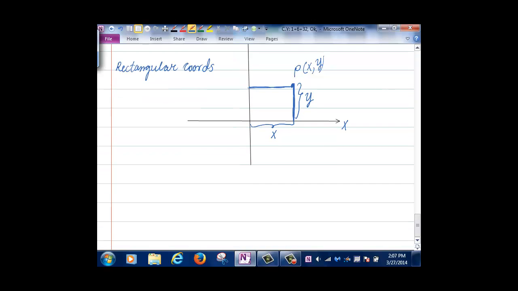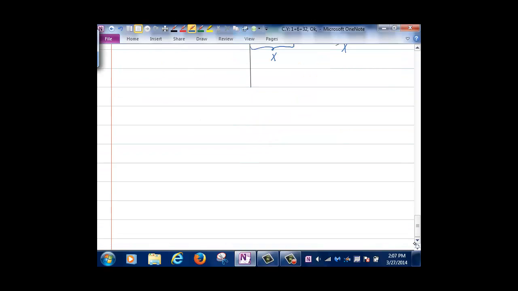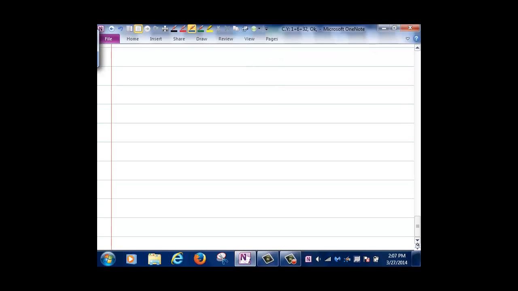However, when we do polar coordinates, things are more complicated. And you might say, why do we even bother to look into something more complicated when we have something so simple? Even though it is more complicated, it helps us simplify many things in Calc 3, for example. And I'll give you some examples of what it simplifies. So let's now look at polar coordinates.